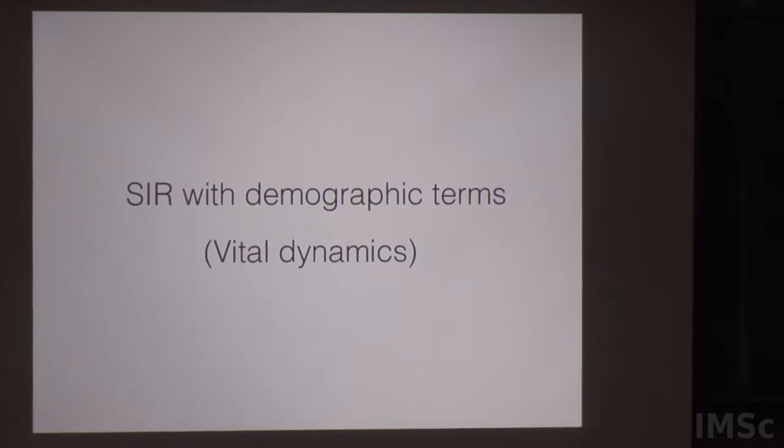Okay. So, let us just introduce the first complication into this model, and that is called the SIR with demographic terms, sometimes also called vital dynamics. So, it is the SIR model with vital dynamics. Vita means life. So, it really means with the dynamics of life and death put into it.